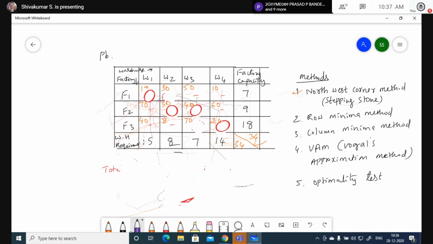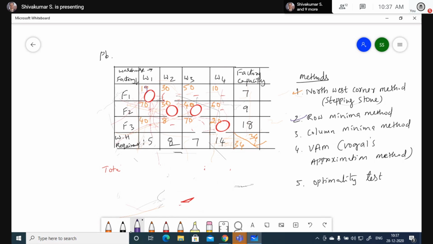Okay, so now we start with the second method, the row minimum method. Row minimum means you check the rows and see in which row you have the minimum cost of transportation. Okay, so it's 19, 30, 50, 10. Check the row minima.